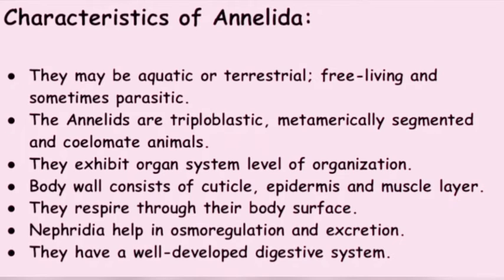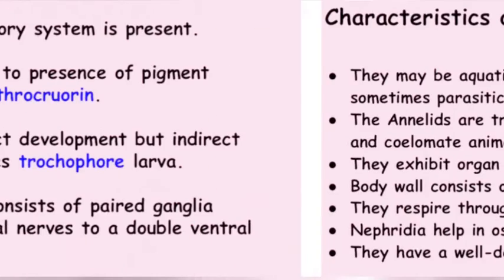And coelomate animals. What is coelomate? True coelom present, true body cavity present. You call it coelomate or eucoelomate. And they also exhibit organ system level of organization. So all the organ systems are present, right? Digestive system, reproductive system, nervous system, right? The body wall consists of cuticle, epidermis and muscle layer, and they respire through their body surface. Nephridia help in osmoregulation and excretion, and they also have a well-developed digestive system.